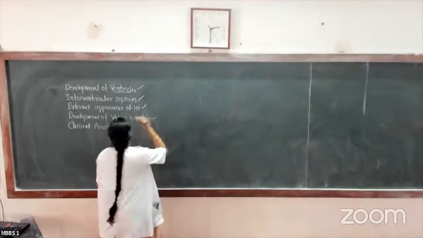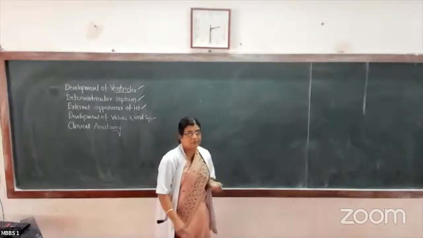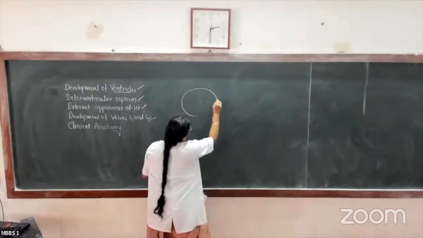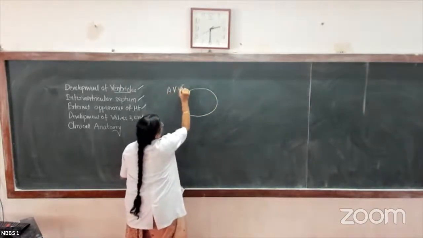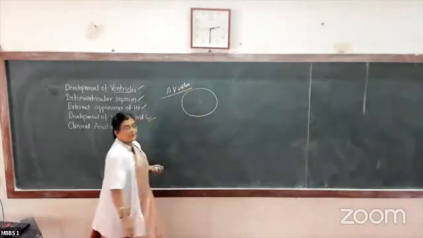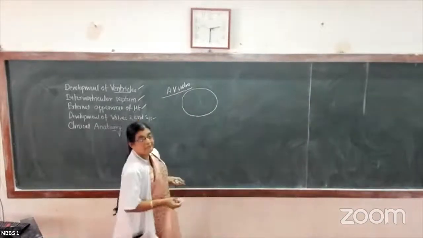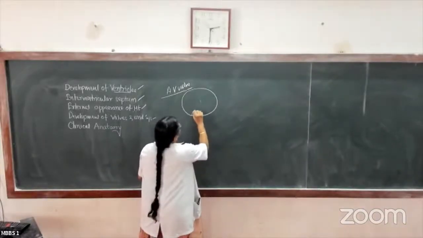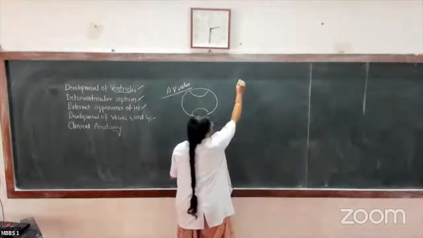Now coming to the development of the valves. There is the formation of the pulmonary valve, but first we will see the atrioventricular valve, then the pulmonary valve. Atrioventricular valves are present between the atria and ventricles. The right and left orifices are there, and first they will form cushions, a dorsal cushion and a ventral cushion. How these cushions are formed is important.